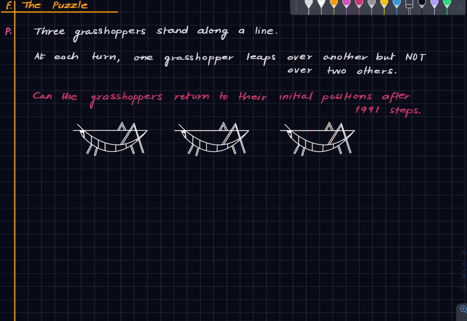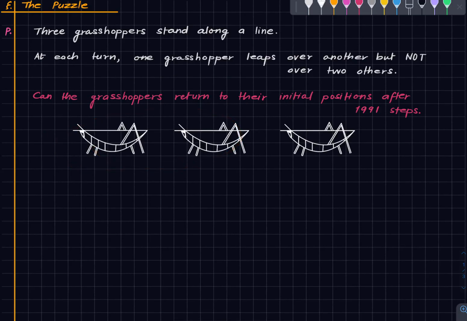Then it has to leap over one other, but not over two others. So necessarily, this one has to come here in the next turn. Right? It cannot go there in the next turn, because then it would be leaping over these two, which is not allowed.